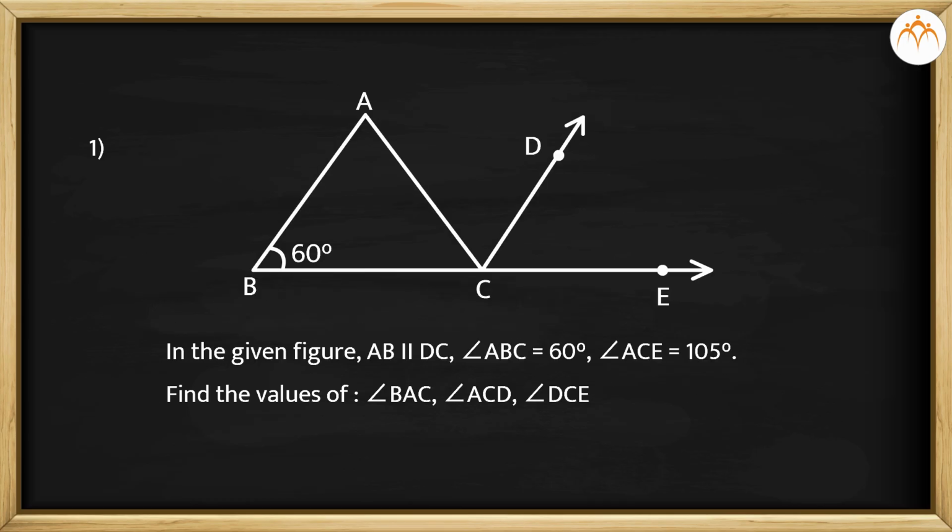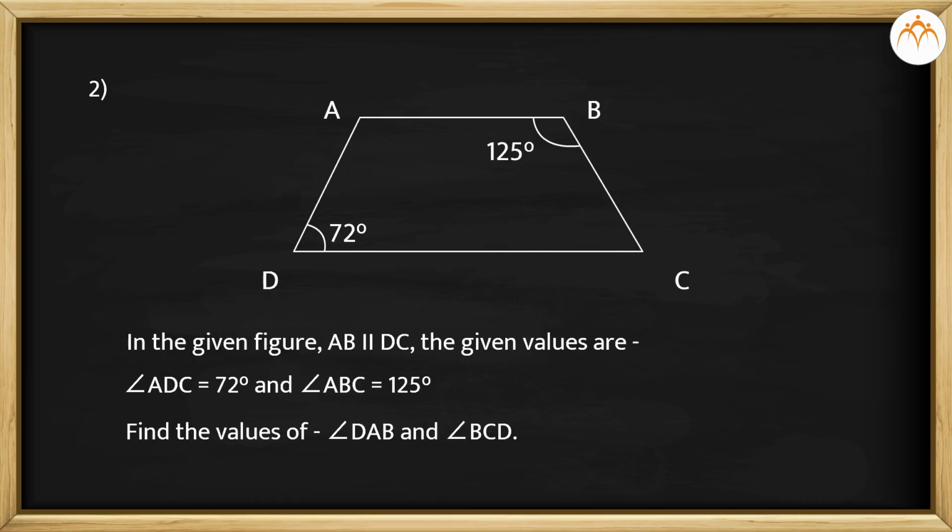Exercise. In the given figure, AB is parallel to DC, and given that angle ABC is 60 degree, angle ACE is 105 degree. Find the values of angle BAC, angle ACD, angle DCE. In the given figure, AB is parallel to DC. The given value is angle ADC equal to 72 degree. Find the values of angle DAB, angle BCD.